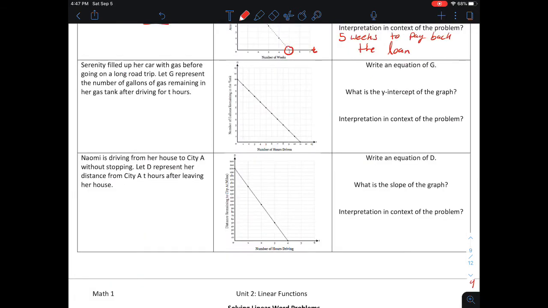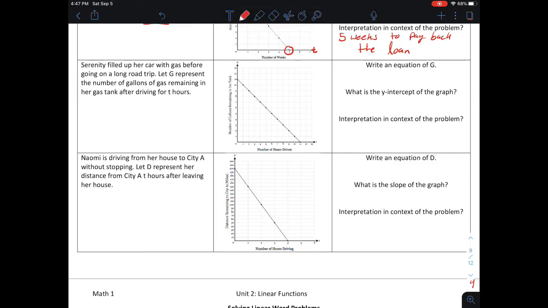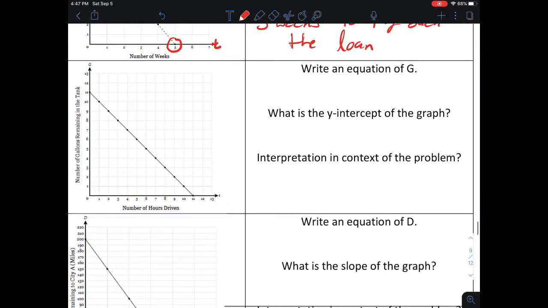All right, let's do another one here. So Serenity filled up her car with gas before going on a long road trip. G is the number of gallons in the tank remaining after she had driven for T hours. So let me zoom in so I can see the graph. All right, so I want to write an equation for G. So let's use slope-intercept form. Now, the y-intercept of this problem is 11, so B is equal to 11.